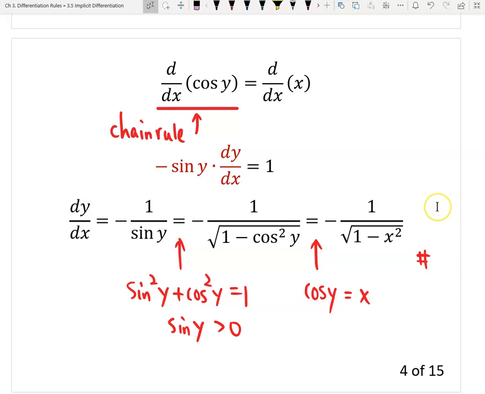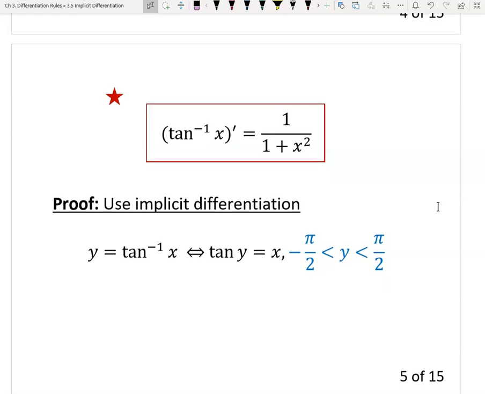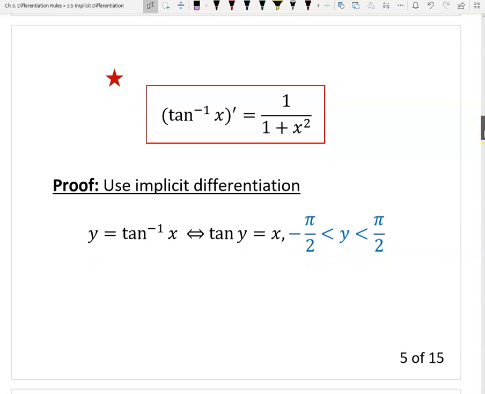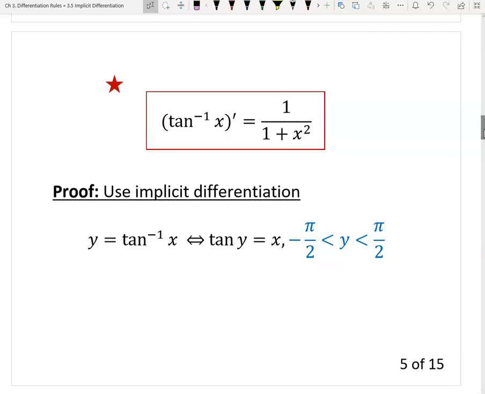Now we look at the third type, which is inverse tangent. Inverse tangent, can we see what the difference is? Almost no difference. So can we see at least the methods are the same? We're going to use implicit differentiation. Let me highlight the one. So tangent y equals x, of course, this is the implicit equation, right?